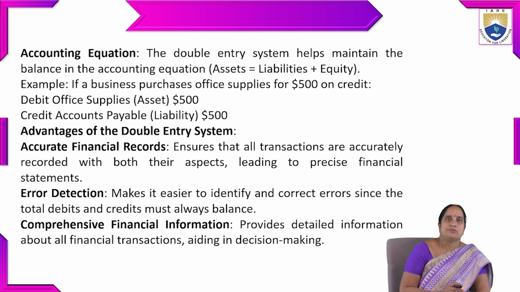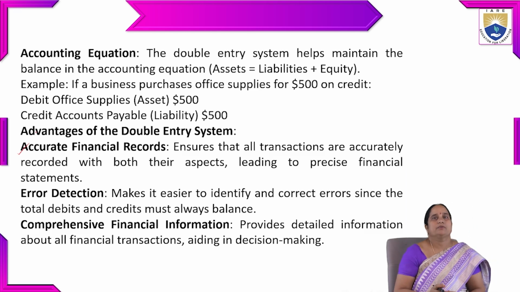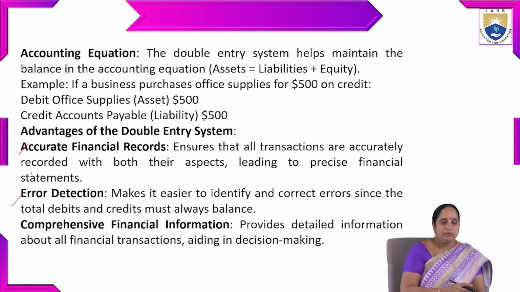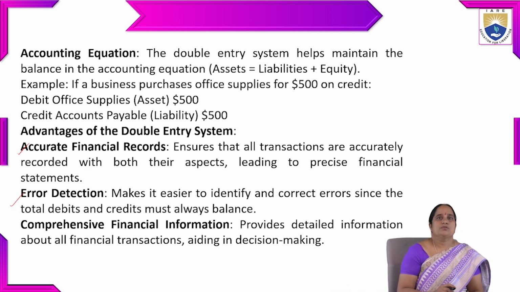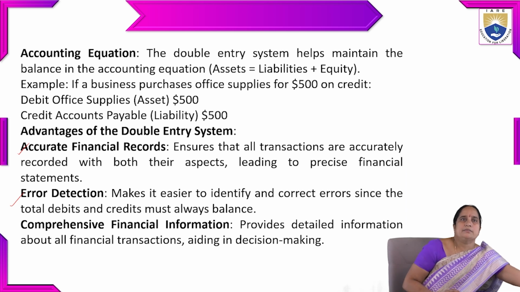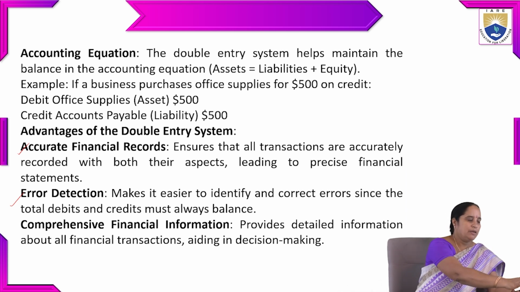Advantages of the double entry system. The first one is accurate financial records. It ensures that all transactions are accurately recorded with both their aspects, leading to precise financial statements. Then it is also helpful in error detection. It makes it easier to identify and correct errors, since the total debits and credits must always balance.